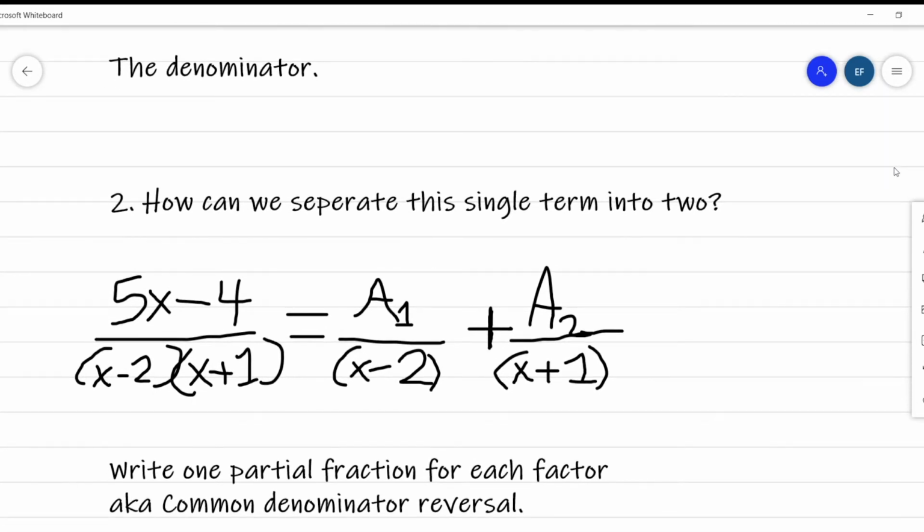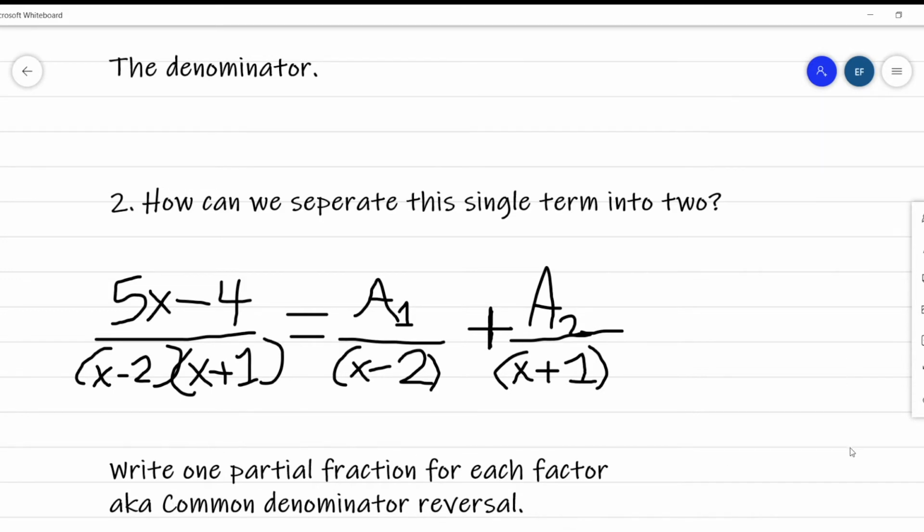common denominator. So what's going on here? Let's break it down. So we went from a single term, and then we've broken apart into two. And we leave the numerators here as kind of just general fake terms. So we're just going to call it A1 belonging to the x minus 2 term, and A2 belonging to the x plus 1 in the denominator term here for now. But what do I mean by common denominator reversal?